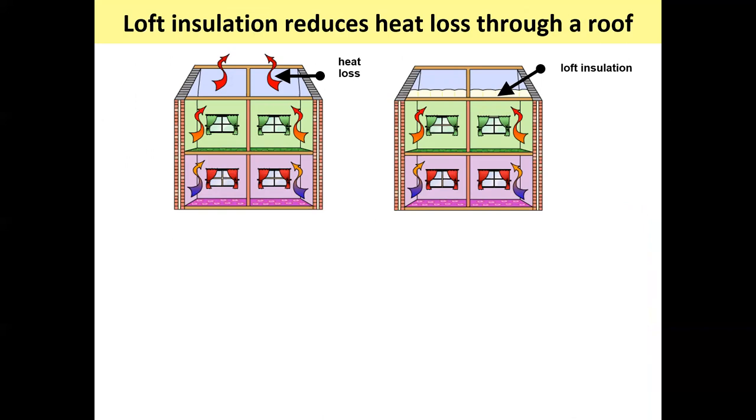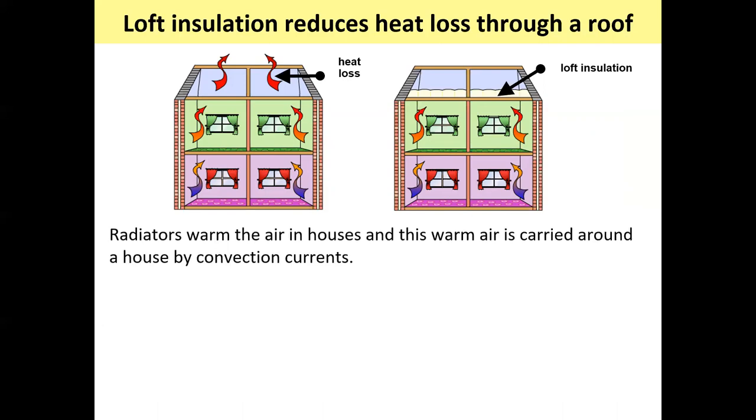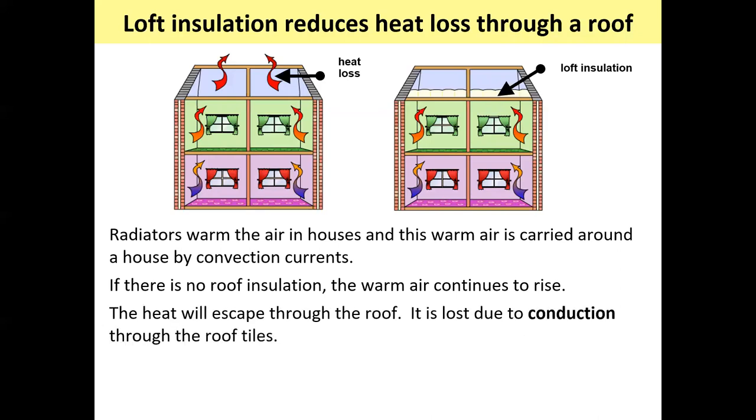Now, loft insulation is also used to insulate a home. And loft insulation will reduce heat loss through a roof. So radiators warm the air in houses, and this warm air is carried around the house by convection currents. If we didn't have roof insulation, that air would continue to rise, and that warm air would get into the loft. And that heat would then escape through the roof because it would be lost due to conduction through the roof tiles.